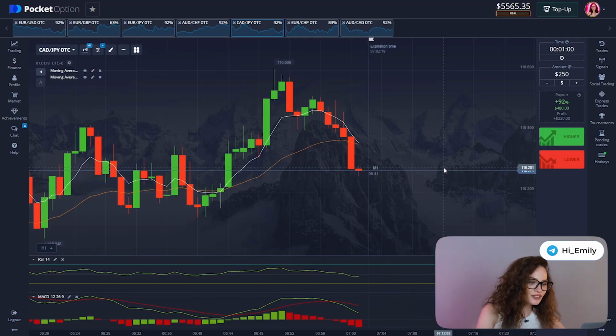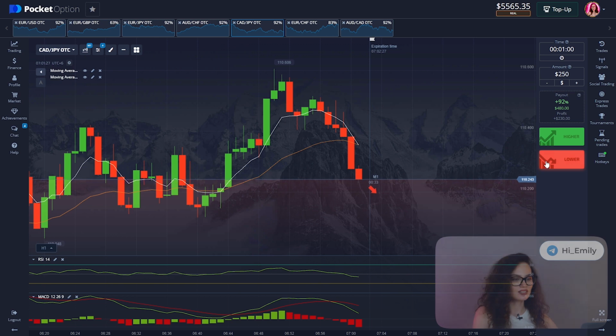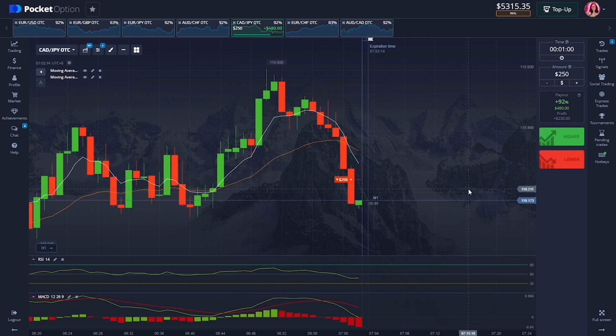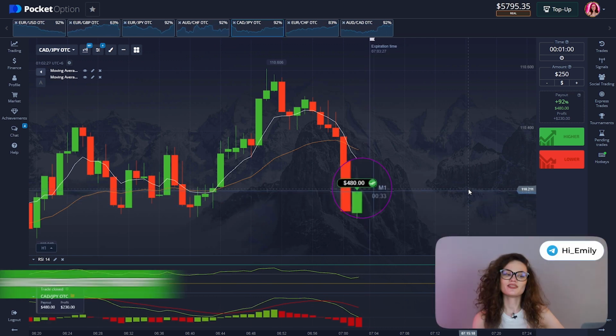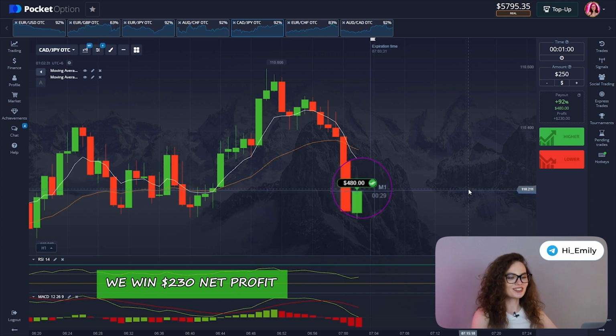And second trade for today, MACD is below the zero line, RSI is below 50. I'm entering the trade as soon as MA lines are crossed. And without any problems, we are taking plus $230 from this trade.